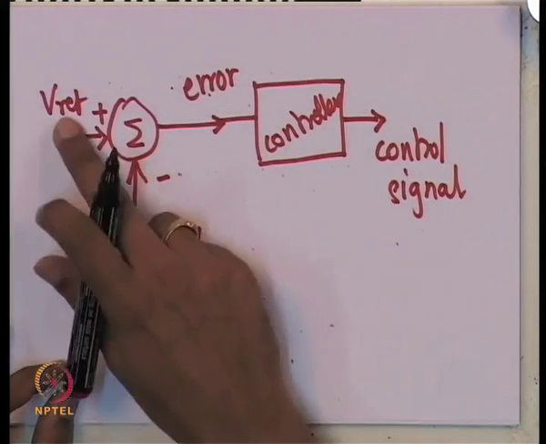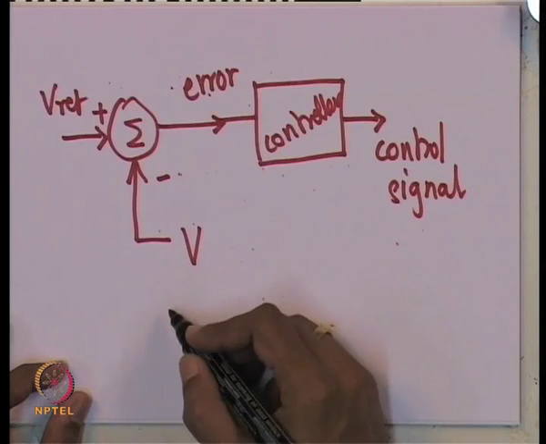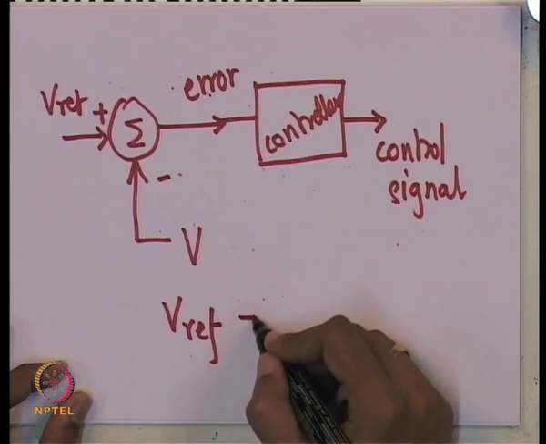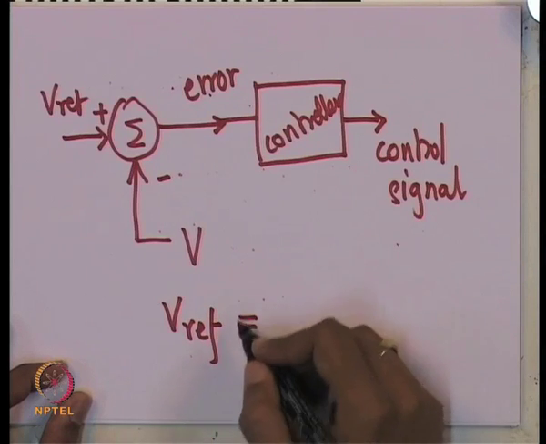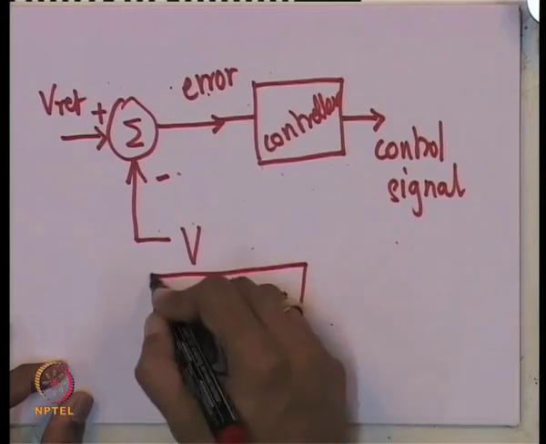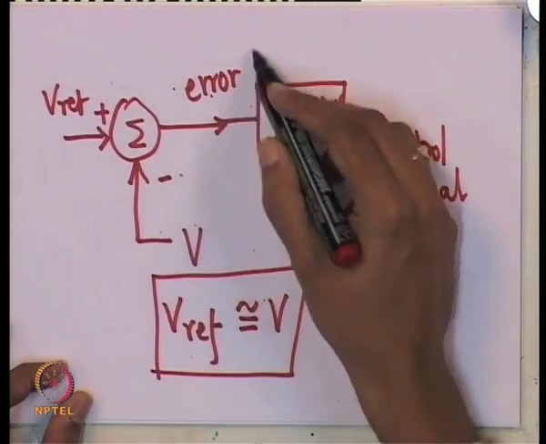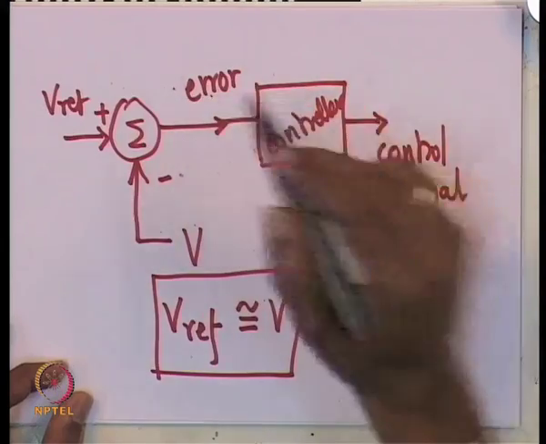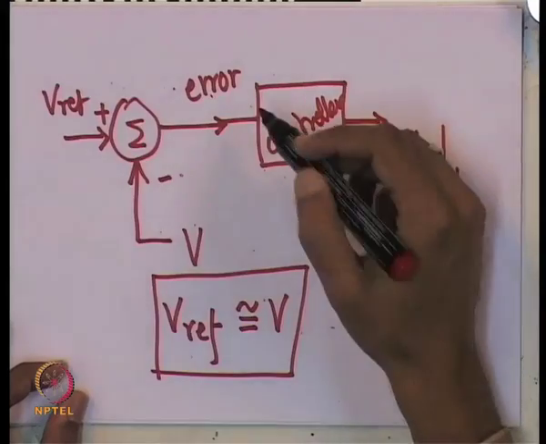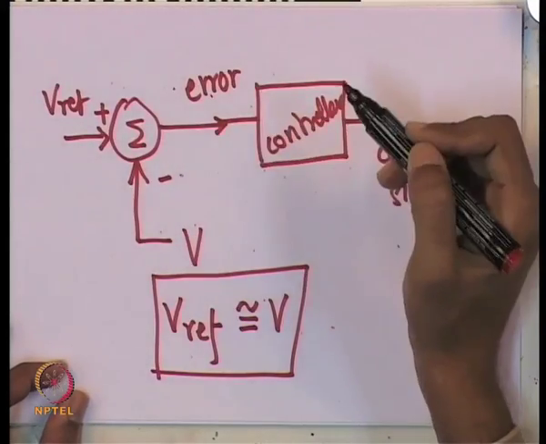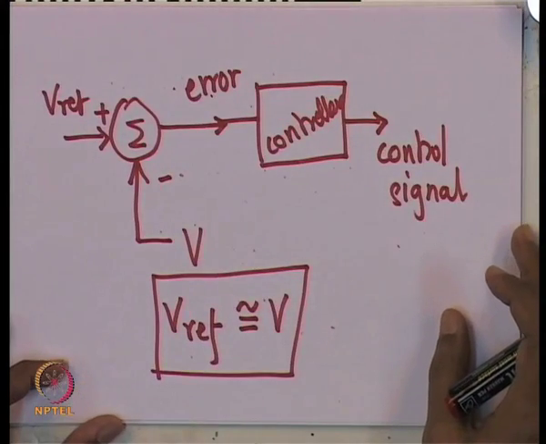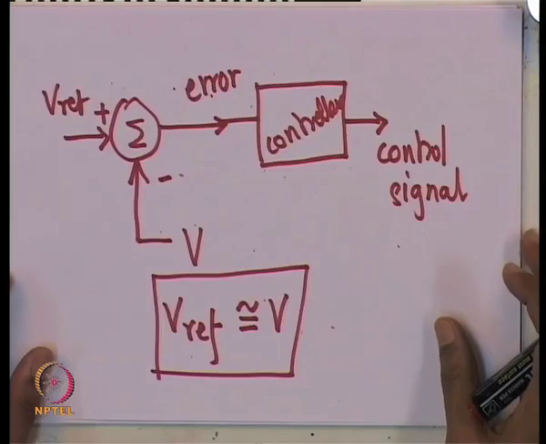Now, another interesting variation is, instead of maintaining V equal to VREF, which you try to do in most machines, this error is driven either to 0 or near 0, that is what your controller should do. It depends on the mathematical function you are using, but the aim would be to reduce the error almost to 0, that is VREF approximately equal to V. That is why it is called a voltage regulator.